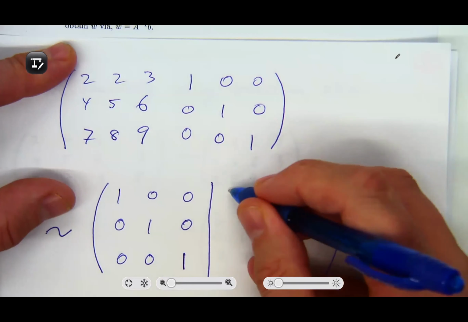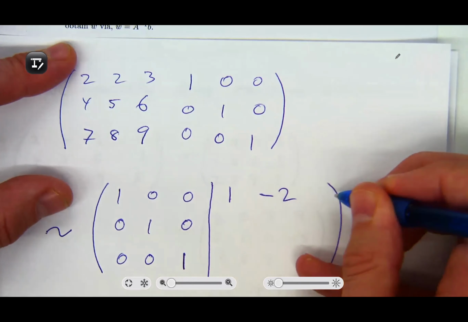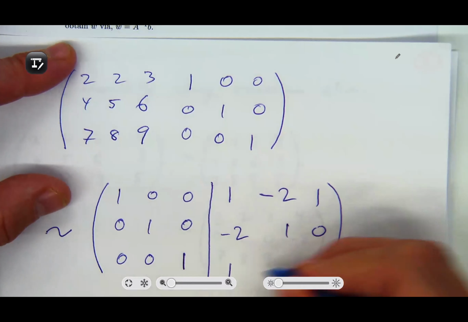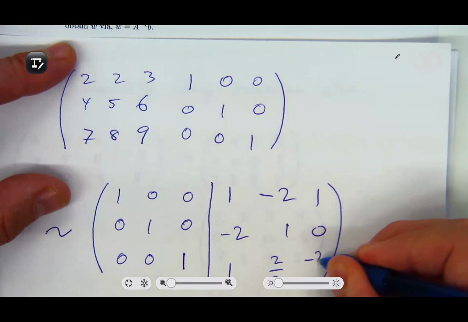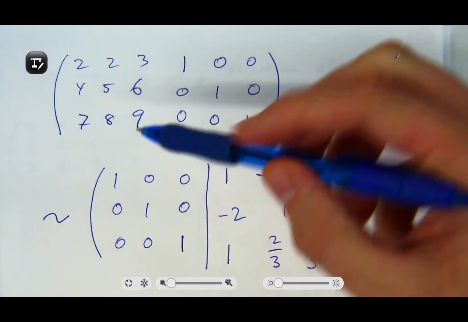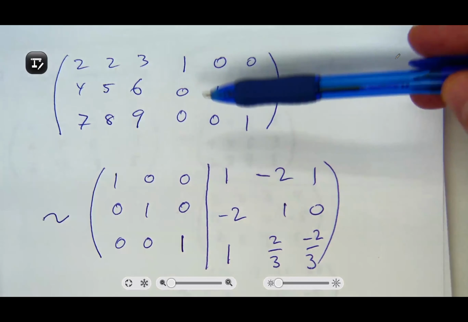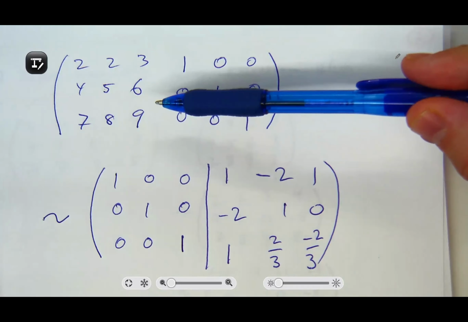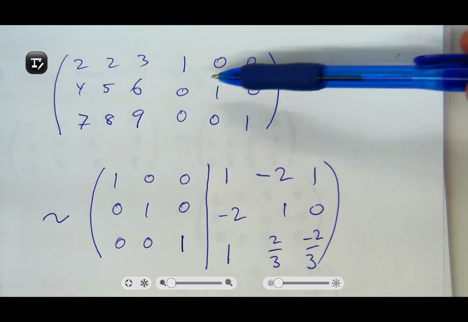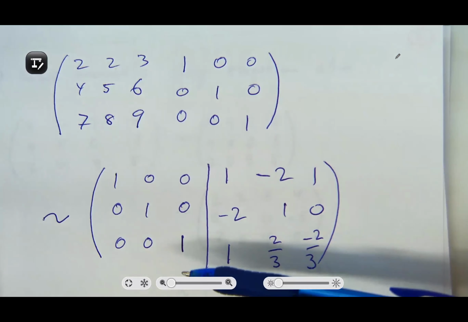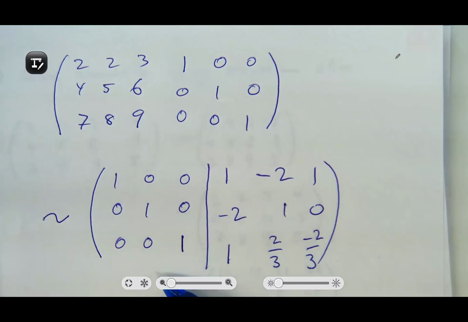So what we get is 1, minus 2, 1, and minus 2, 1, 0, and then 1, 2/3, minus 2/3. So that's what we get when we apply the Gaussian elimination process to this matrix that I've invented, together with the identity on the right. So you perform Gaussian elimination, and you eventually get the identity on the left and the inverse of the matrix A on the right.